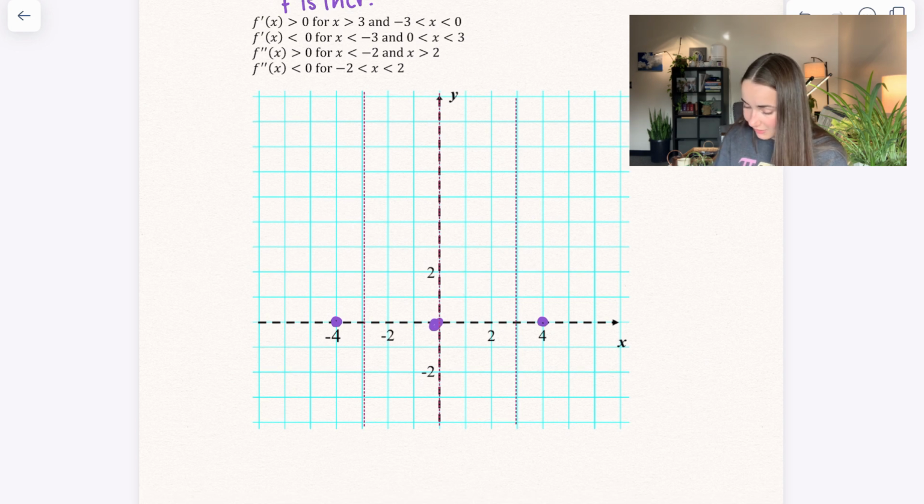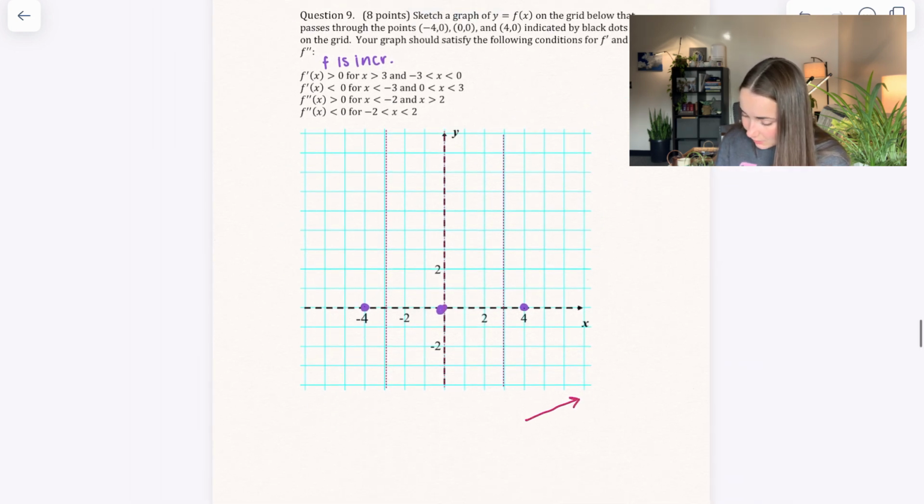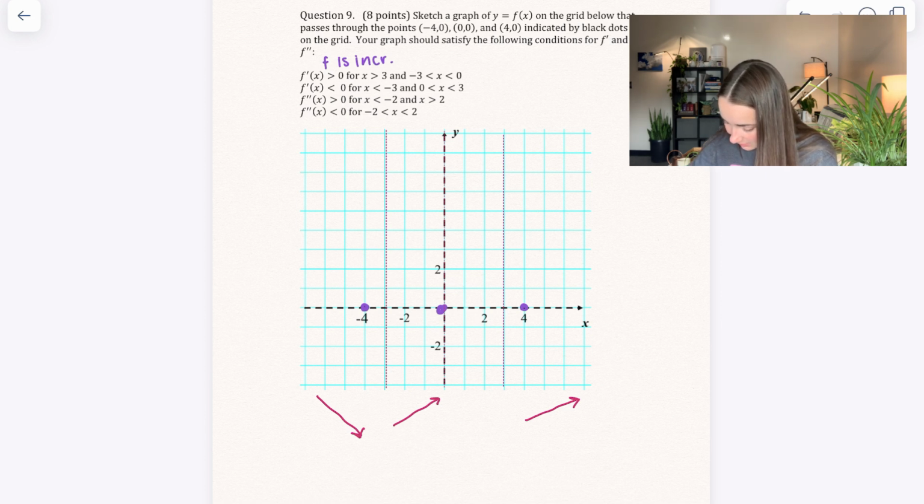So when x is greater than 3, our first derivative is positive, which tells us our function is increasing. So I'm going to be increasing right there. And between -3 and 0, my function is going to be increasing. Okay, and now our first derivative is less than 0 when x is less than -3. So here I'm going to be decreasing, and also between 0 and 3. So here I'm also decreasing. Okay, so we did the first one, we did the second one.